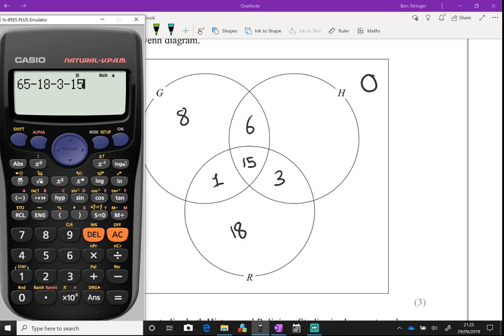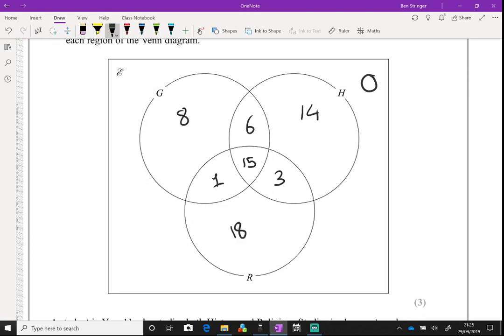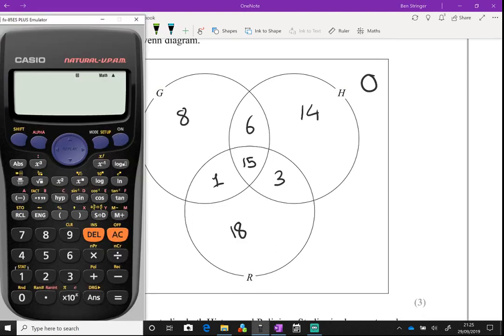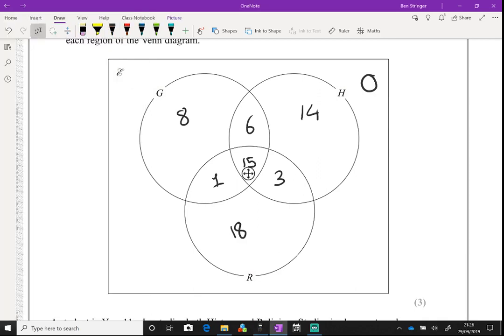18, 3, 15. Take 1, take 6, take 8, 14. And then if we're correct, these numbers, 8 plus 6 plus 14 plus 1 plus 15 plus 3 plus 18 add up to 65. Okay, I'm happy with the Venn diagram.